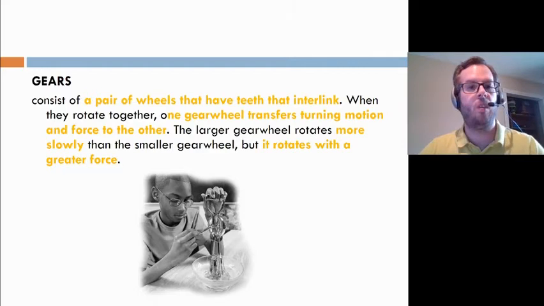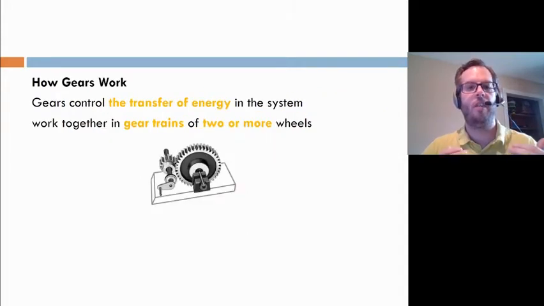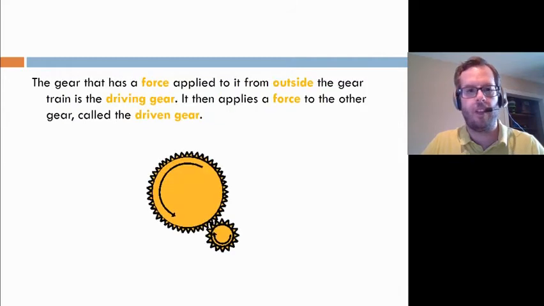A pair of wheels, it could be two or more, but in the case of a bicycle, a pair of wheels that have teeth that interlink. When they rotate together, one gear wheel transfers turning motion and force to the other. The larger gear wheel rotates more slowly than the smaller gear wheel, but it rotates with a greater force. And then we'll just introduce now how this happens, whether it's a power or a force advantage or a speed advantage. All right.